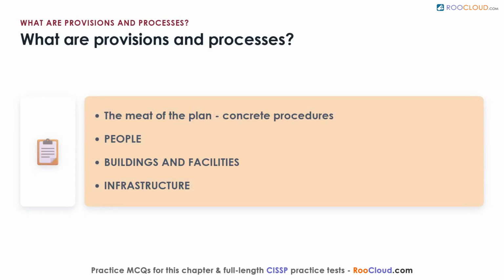What are provisions and processes, and which assets do they protect? This subtask is the meat of the entire plan. Here you design the concrete procedures and mechanisms that mitigate the risks you deemed unacceptable. Everything you build protects one of three categories of assets: people, buildings and facilities, and infrastructure. Think of it like fortifying a settlement. You protect the residents, you protect the walls and shelters, and you protect the wells and roads that keep it alive. Each category needs its own kind of defense.